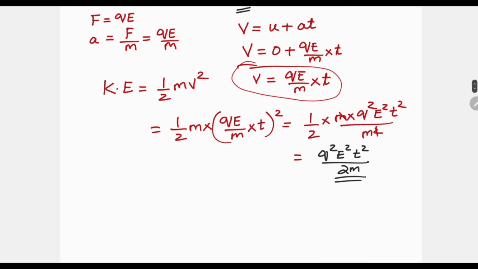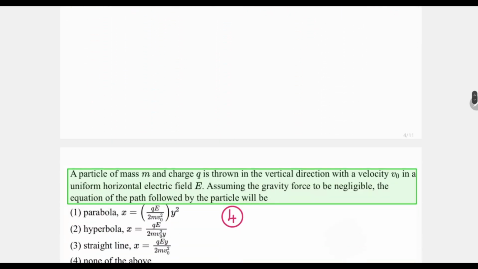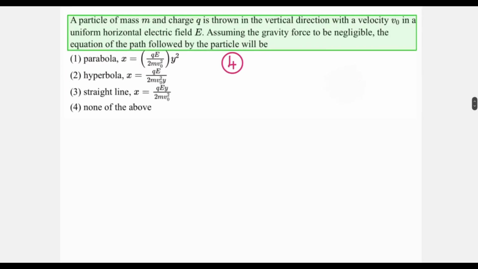Now we can move on to question number 4. A particle of mass m and charge q is thrown in the vertical direction with a velocity v0 in a uniform horizontal electric field E. Assuming gravity force to be negligible, the equation of path followed by the particle will be.